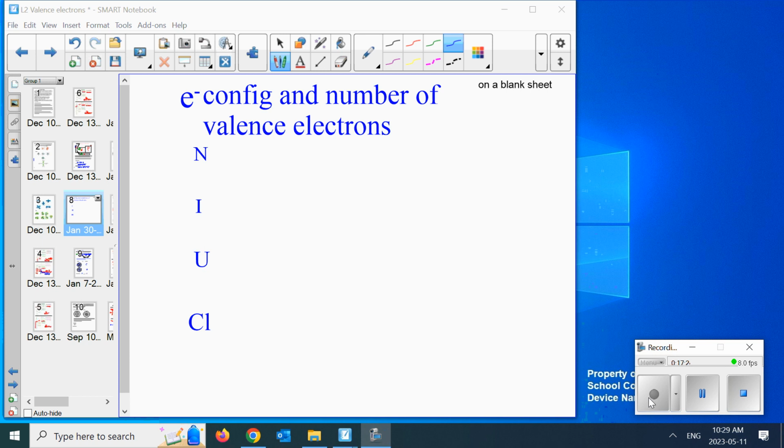Let's see. Nitrogen: helium core, and the outer electrons we're worried about, 2s2, 2p, 1, 2, 3. Iodine: krypton has all the electrons that krypton has, and then iodine is 1, 2, 3, 4. Count over.